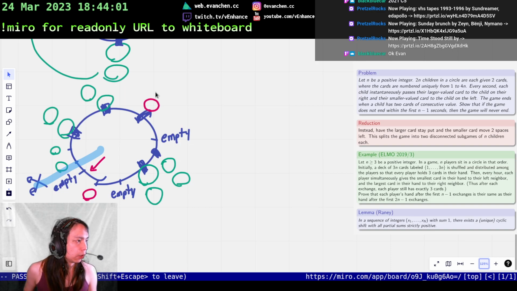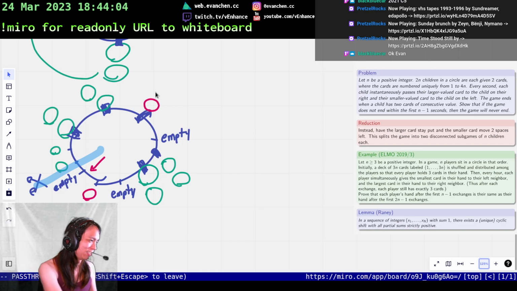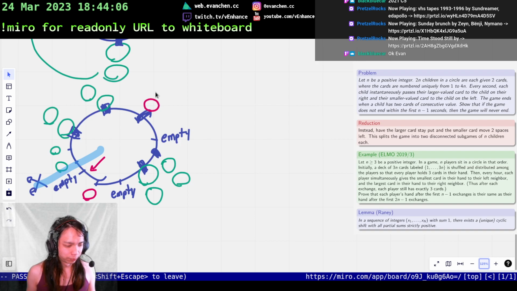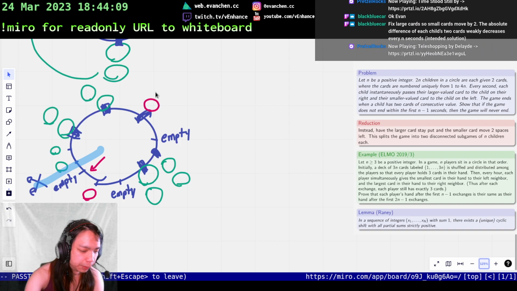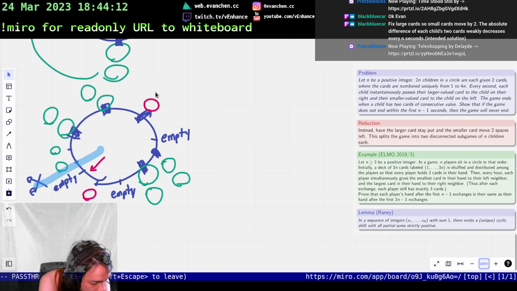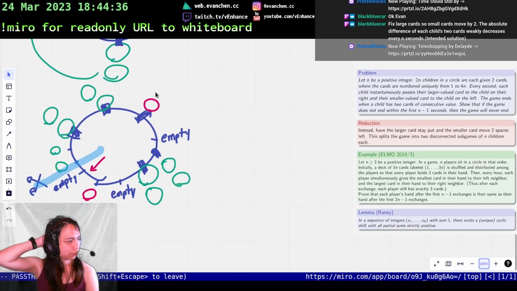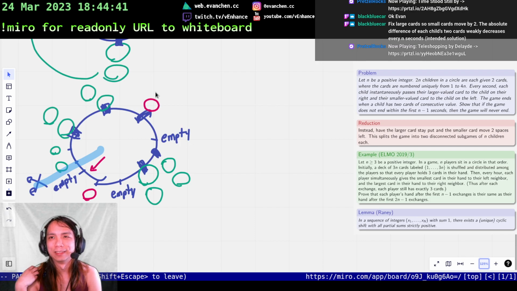Okay, alright, cool. This is going to be fun to write up. I think the write-up will not have bubbles in it. Fix large cards so small cards move by 2. Absolute difference weakly decreases every n seconds. Oh, am I supposed to come up with that? Hang on, why is that true? Oh, I guess it's just true. Okay, fine.